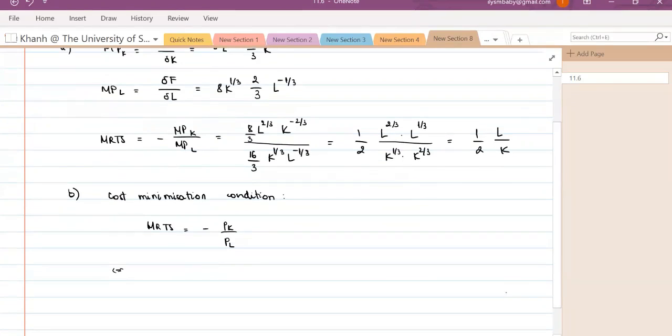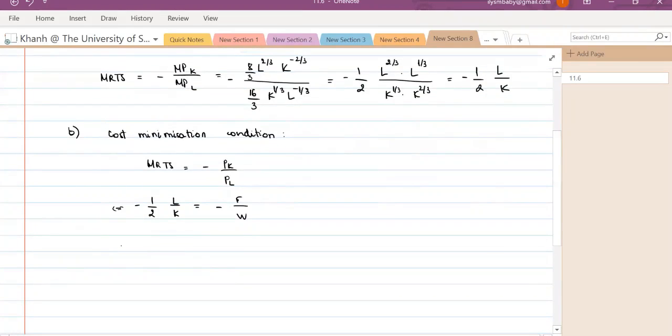So I've got negative half L on K, and that has to be equal to the negative of the price of capital, which is R, over the price of labor, which is W. If I get rid of the negative sign on both sides of this equation, then I get L on 2K equal to R on W. If I use cross multiplication, then I get 2RK equal to WL, which is what the question is asking you to find.